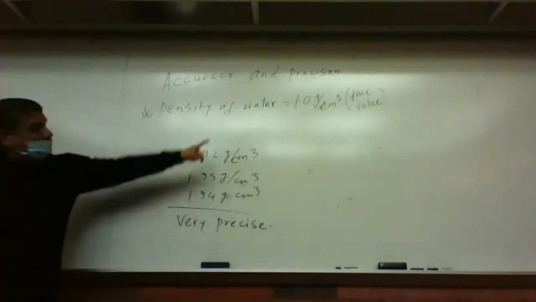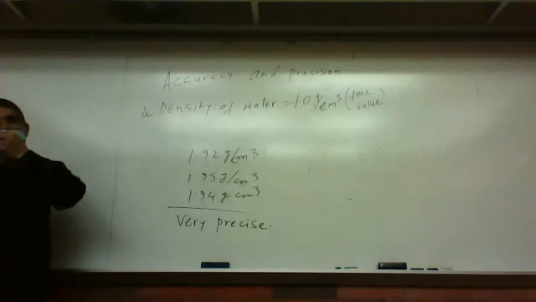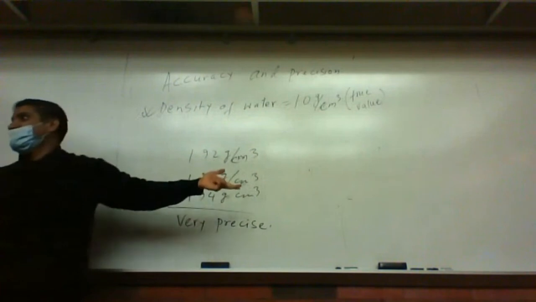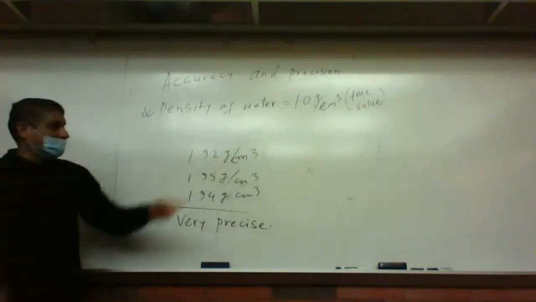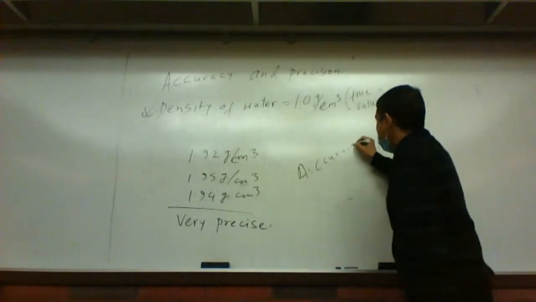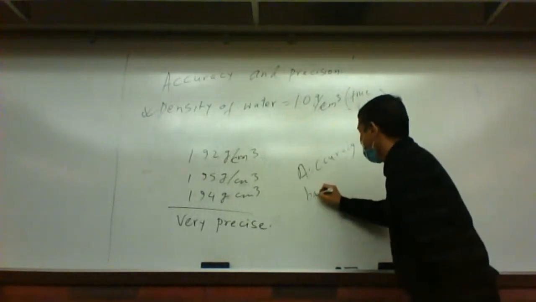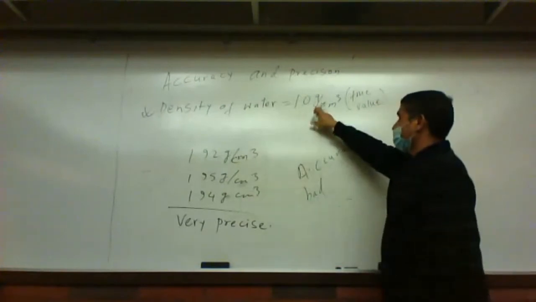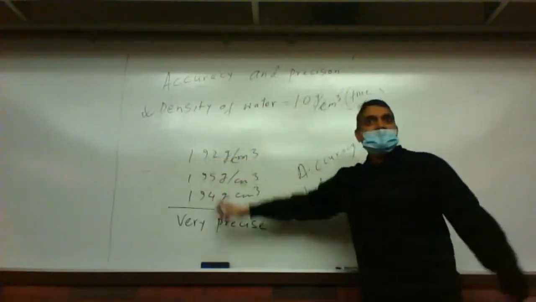But are our numbers close to the true value? No. The true value is 1, but we are getting almost double. 1.9 is almost 2, right? Yeah, so our accuracy is bad. Accuracy of our measurement is bad, not good. Accuracy is not good, because we are supposed to get about 1, but we are getting about 2.